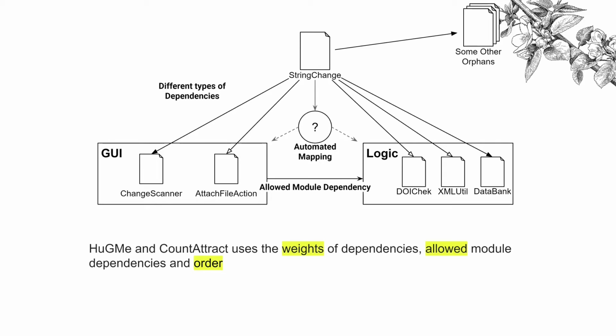HuGMe and CountAttract can use the weights of the dependencies, and also the allowed module dependencies, and the order of the clustering can be controlled using two algorithm parameters. In this work, we focus on the weights of different dependency types and their effect on the algorithm performance.